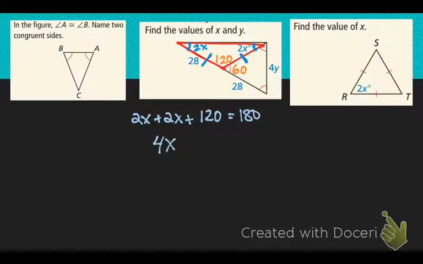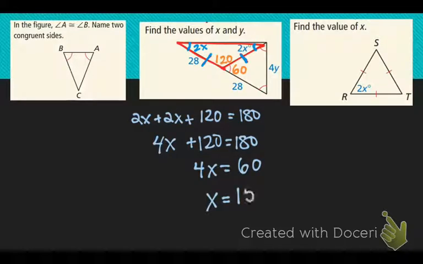Combine like terms, you get 4x plus 120 equals 180. Subtract 120 and 4x equals 60. Divide by 4 and x equals 15. So you could have done it a couple different ways, but I just showed you the way that will get you the right answer every single time.